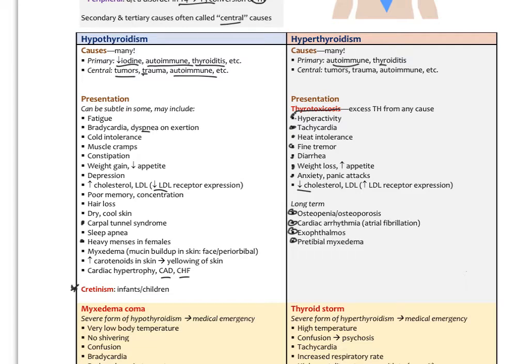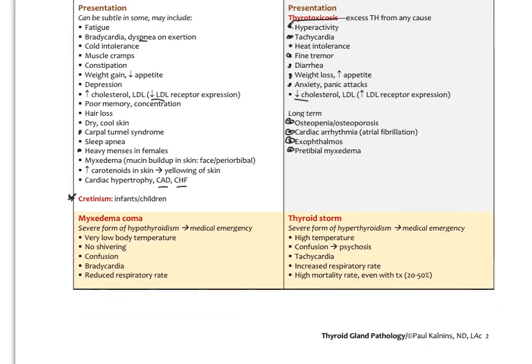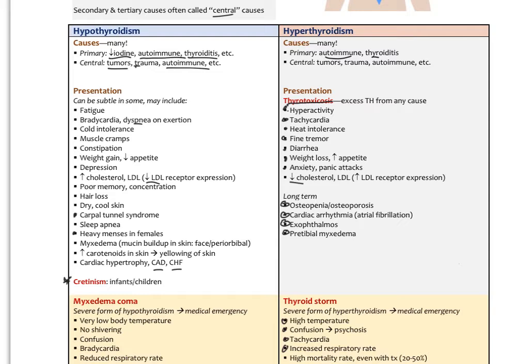The medical emergency here is thyroid storm, and that's a very severe form of hyperthyroidism with high temperature, confusion leading into psychosis, tachycardia, increased respiratory rate, and this has a very high mortality rate. Even with treatment, it's up to 50% in some patients. A common cause of that would be overtaking thyroid medication, but again, any of the autoimmune or other causes of hyperthyroidism. So that's a little overview of the presentation of hypo and hyperthyroidism.